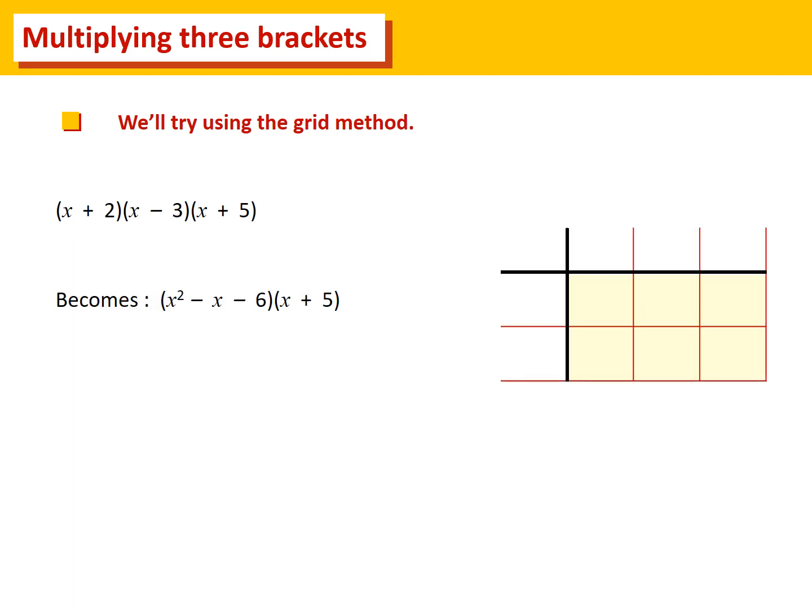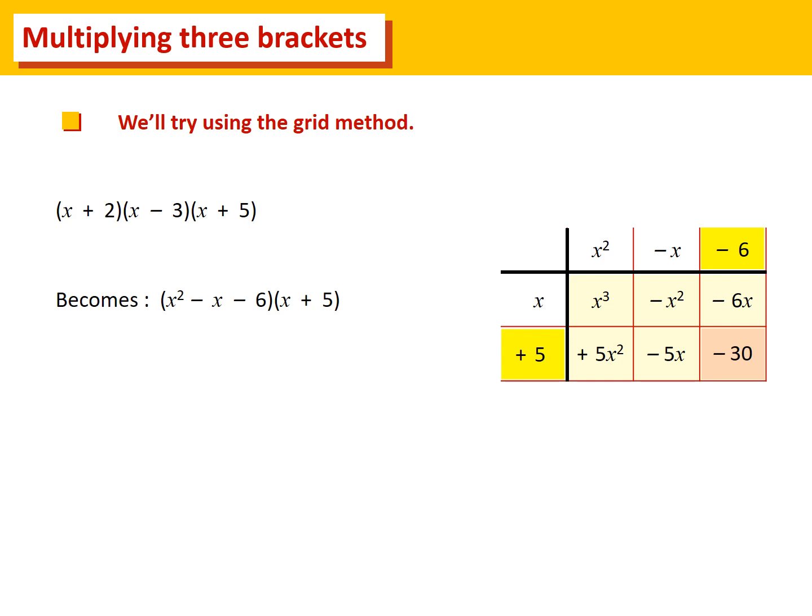So like the first two examples, the first bracket with the 3 terms in we'll put along the top, x plus 5 we'll put down the side, and we begin our multiplication grid. X times x squared is x cubed, minus x times x is minus x squared, and then minus 6 times x is minus 6x. Along the bottom row, x squared times plus 5 is plus 5x squared. Minus x times plus 5 is minus 5x. And finally, plus 5 times minus 6, and that's minus 30.